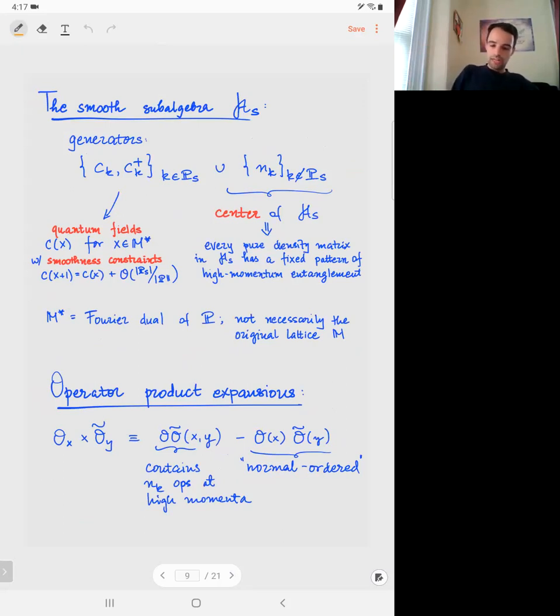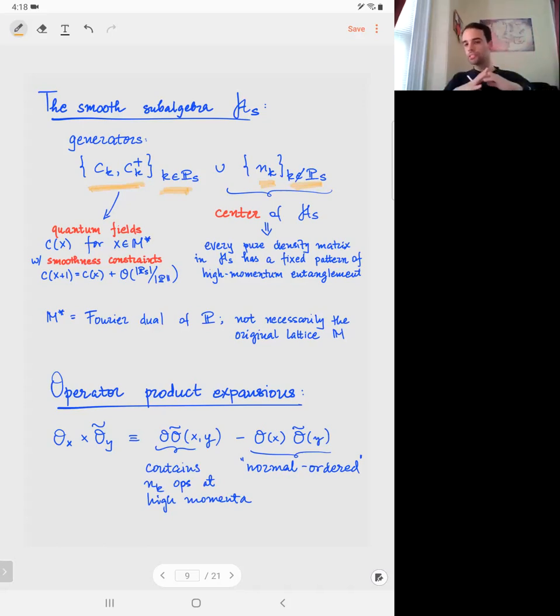For all momenta in the small momentum subspace in PS, just take all the operators, all the ladder operators, all their products, and so on. So don't do anything at low momenta. Whereas at high momenta, I want you to discard all the ladder operators, but keep the particle number operators. That's the unusual thing.